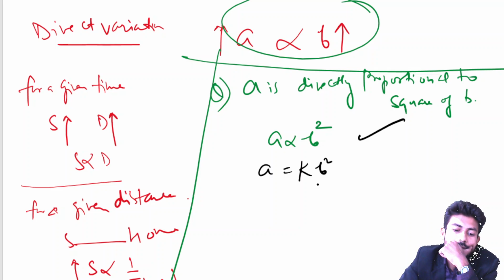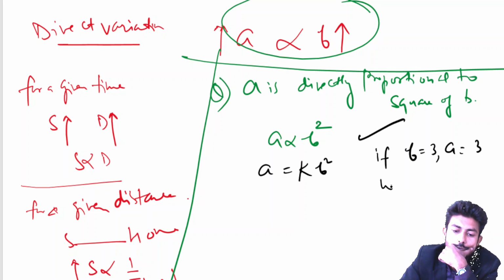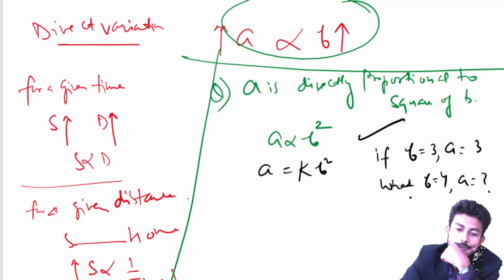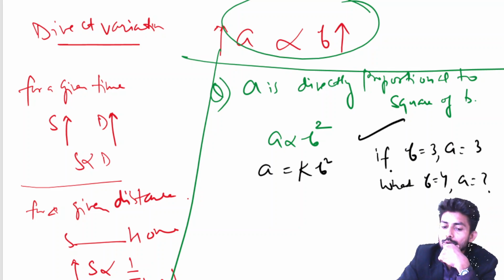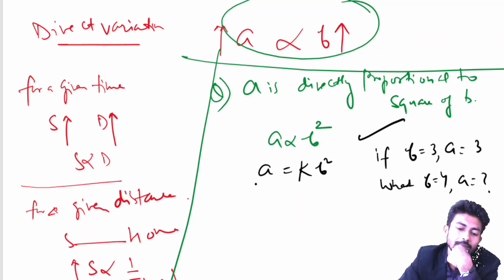Now there can be a situation where they say that if B is 3, then A is also 3. So what would be A if B is 4? The question can be like this. Now this K is a constant which is unknown, so using the first statement, if B is 3, A is also 3. So from here the constant we get will be 1 by 3. This is the value of the constant.